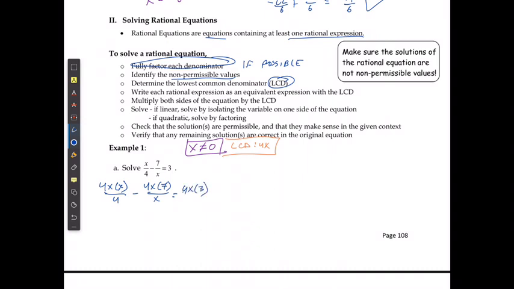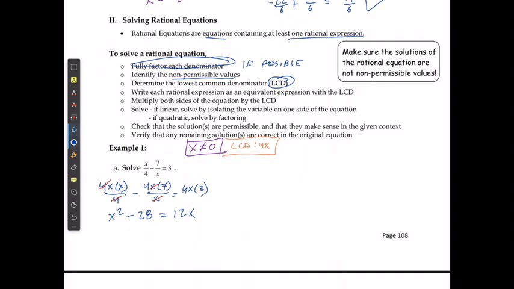Divide it out, and for the first one, divide the 4 out. So that's going to cancel out. In the second one, divide the x out. And in the last one, it didn't have a denominator. Which means that what I have is x times x, or x squared, minus 4 times 7, which is negative 28, is equal to 4x times 3, 12x.